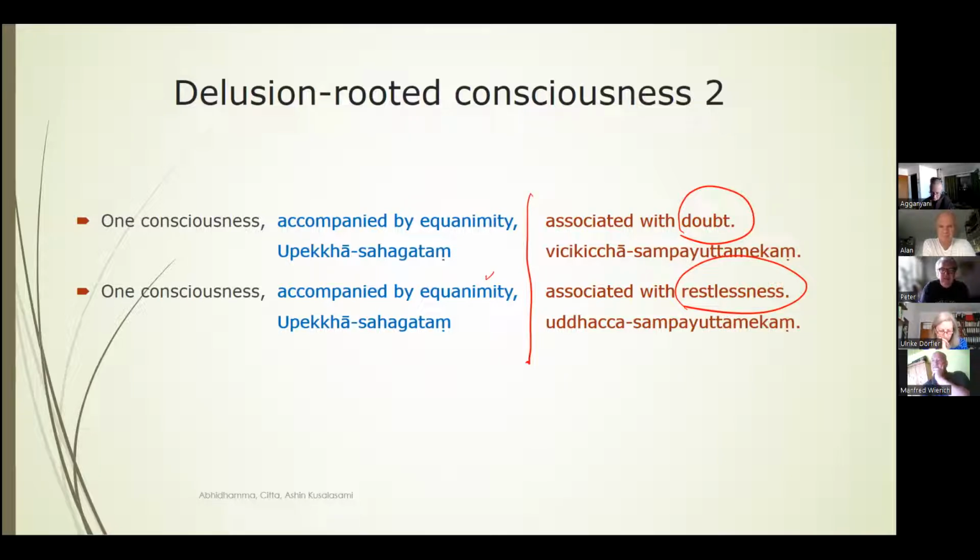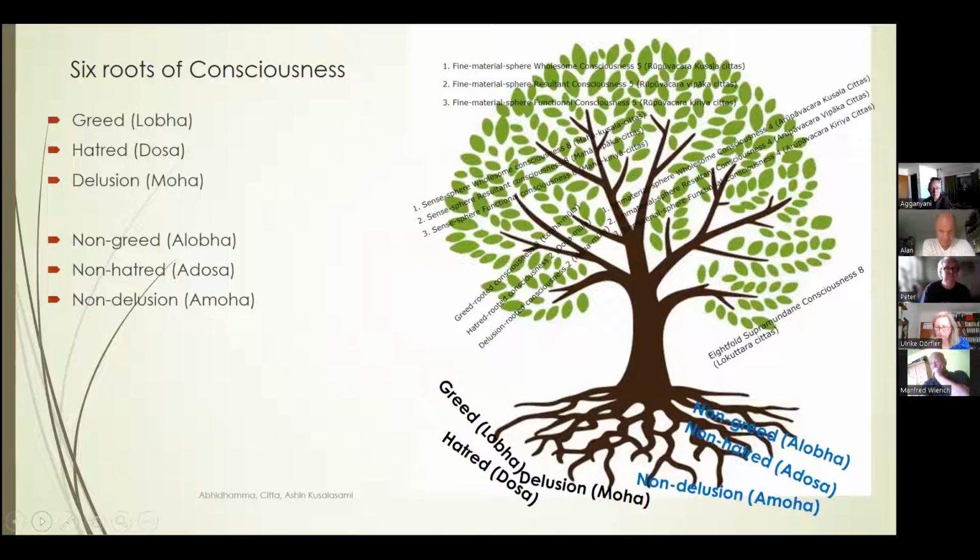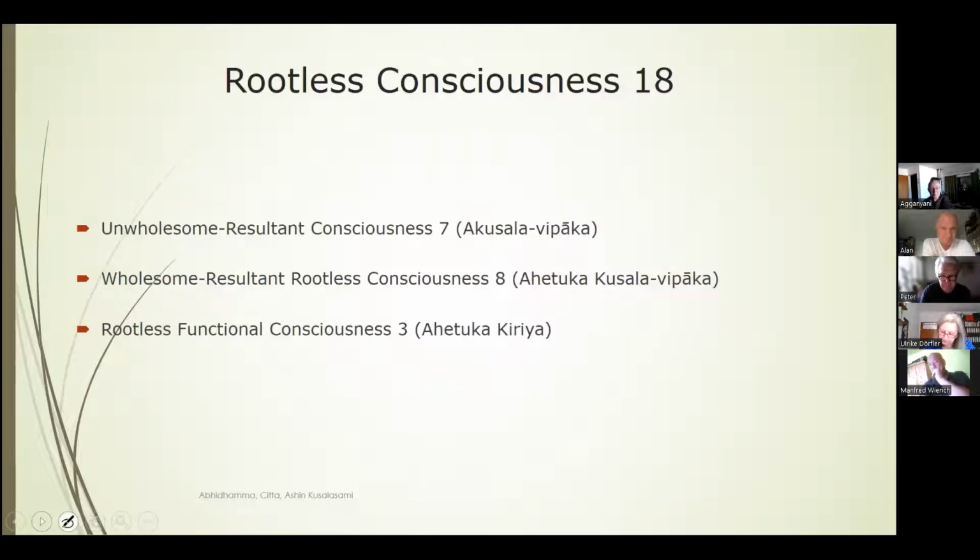So these 12 unwholesome consciousness are Akusala Cittas. I want to finish here and go to the next group, which is rootless consciousness.